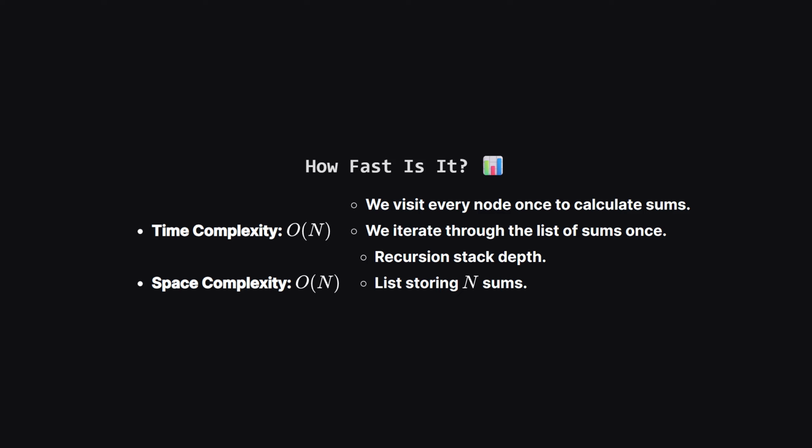So how efficient is this? The time complexity is big O of n, where n is the number of nodes in the tree. We traverse the tree once to compute sums, and then loop through the list of sums once. Both are linear operations. The space complexity is also big O of n, because we store the sum for every node in our list, and the recursion stack could effectively go as deep as the height of the tree.